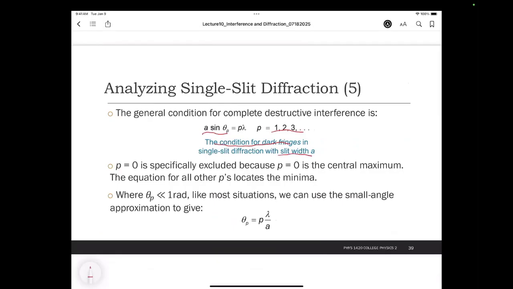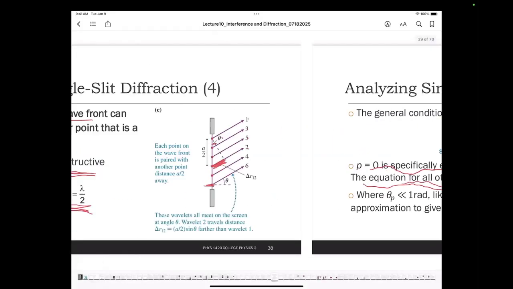You can see here, p equals 0 is specifically excluded because p equals 0 is the central maximum. The equation for all other p's locates the minima. That makes sense to you? p equals 0 is the central maximum, and the others locate the minima.